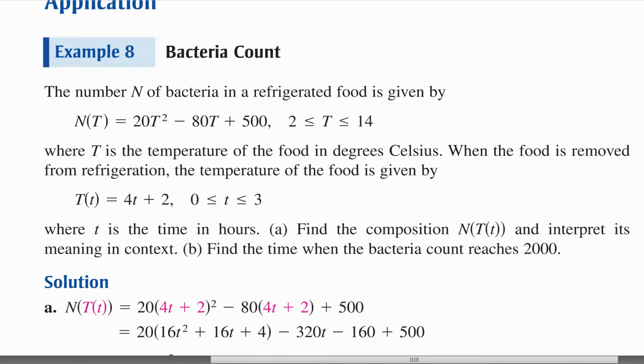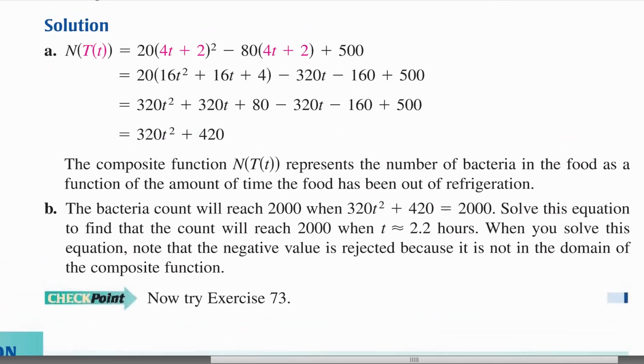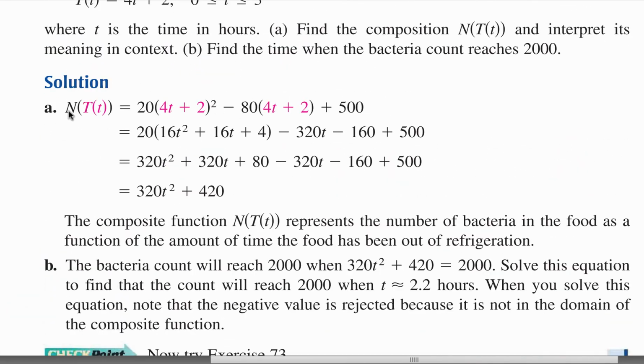Okay, so first we're required to do the composition. So N of capital T is equal to 20 times (4t plus 2) quantity squared, minus 80 times (4t plus 2), plus 500. FOIL out the (4t plus 2) quantity squared and get the following. Distribute the other numbers, negative 80, and then combine all your like terms. The final answer is 320t squared, little t for time in hours, plus 420.